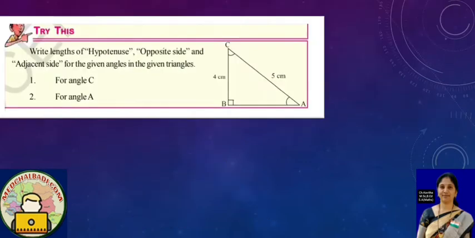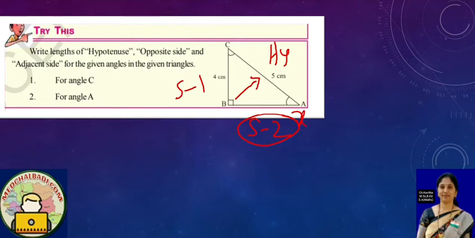So keep in mind. See this. Write lengths of hypotenuse, opposite side and adjacent side for the given angles in the given triangle. So before writing the opposite and adjacent sides, first take the sides as side 1 and side 2 in a right angle triangle, apply the Pythagoras theorem and find the third side. That means if you observe that here it is the right angle, then this becomes the hypotenuse. And let this be side 1 and this be side 2. We don't know the side 2 value.